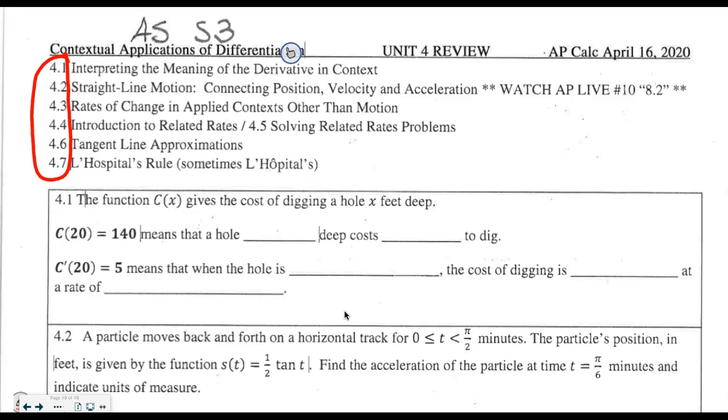And then the main thing I want for the review is the backside. But just really make sure you understand what a derivative is and what it tells you. So when it says the function c of x is the cost of digging a hole x feet deep, then the x is the feet and the output is the cost. So that means a hole that is 20 feet deep costs $140 to dig. That's easy, correct? But that's not calculus. The calculus is knowing if c prime of 20 equals 5. I want you to fill in those blanks.